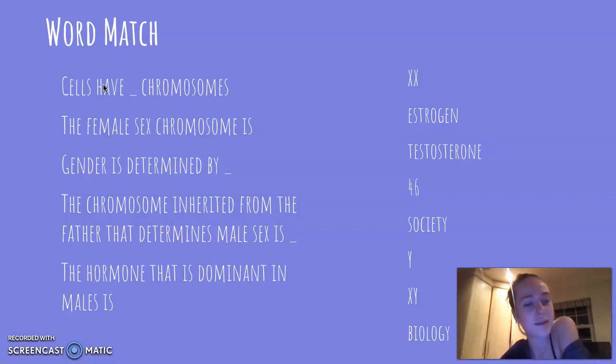So as we mentioned, the egg always has an X chromosome, and the sperm will either carry another X chromosome or a Y that will make the embryo male or female. And finally, the hormone that is dominant in males is the sex hormone, and that would be testosterone. In females, it is estrogen. However, it does occur in both.